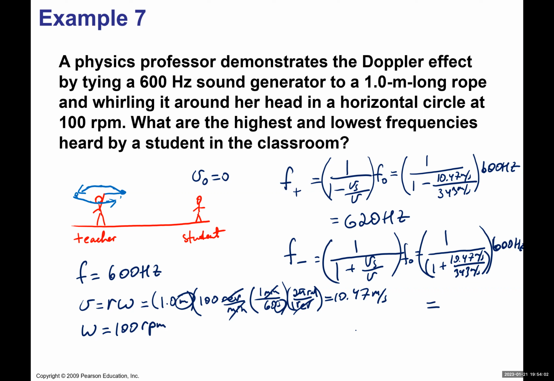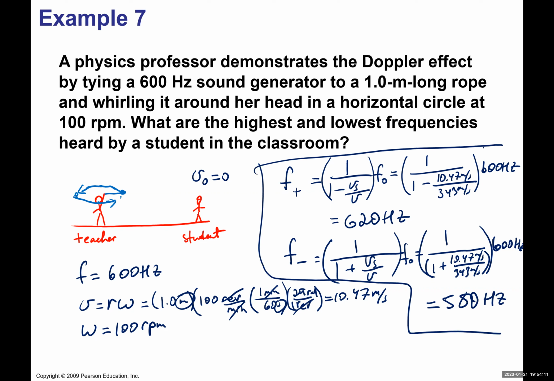So here we should get roughly 580 hertz, which would make sense because when an object is moving away from the observer, the frequency appears to be decreasing. So that means during the rotation of the generator, the students hear those two highest and lowest frequencies: 620 hertz highest, 580 as the lowest.